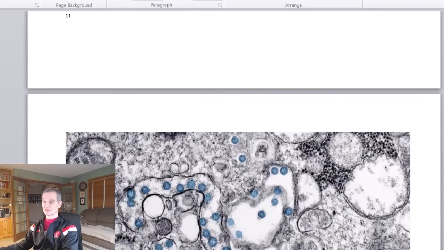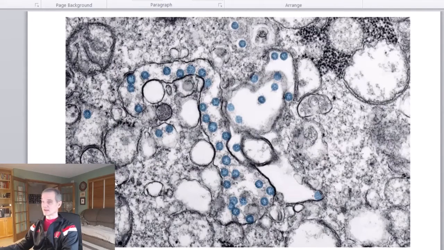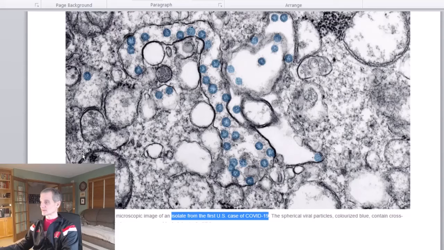Well, here is an electron micrograph of an isolate from the first US case of COVID. So this picture was taken from material that was collected from the nasal swab of a COVID patient. It turns out that in order to get these virus particles to propagate, you have to actually grow them in a dish of human cells. There's a cell culture called Vero cells, which are commonly used. And you can get the virus to grow.